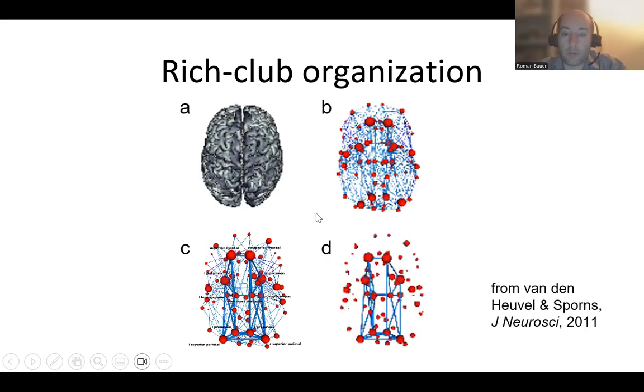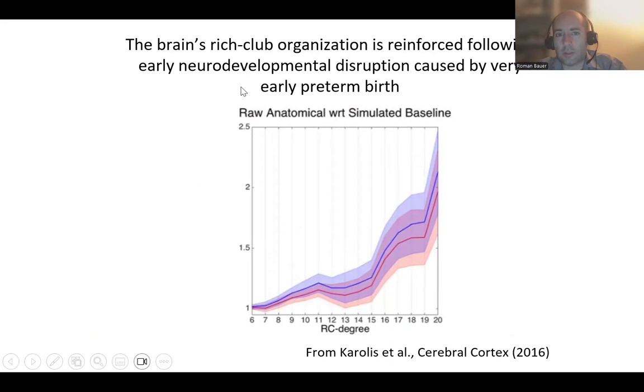And what is interesting is that it has been observed that in the preterm born brain, the Rich Club organization is even more pronounced than in the control brain. So this is a little bit counterintuitive.